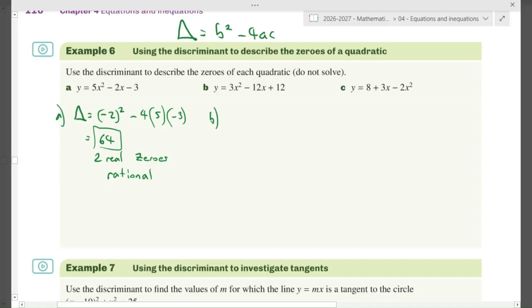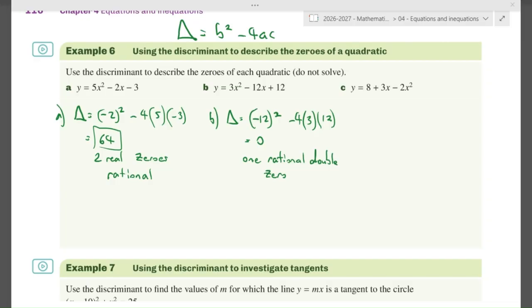Question B. Similar, and we're doing them all exactly the same way. So we've got discriminant equals b squared, so minus 12 squared minus 4 times 3 times positive 12. Work that out, and you will end up with 0. So we have one rational double zero. So it's a zero and it's rational, but they're both at the same spot.